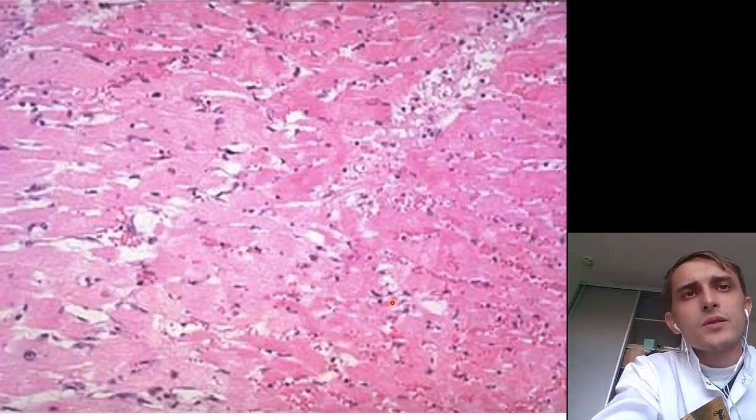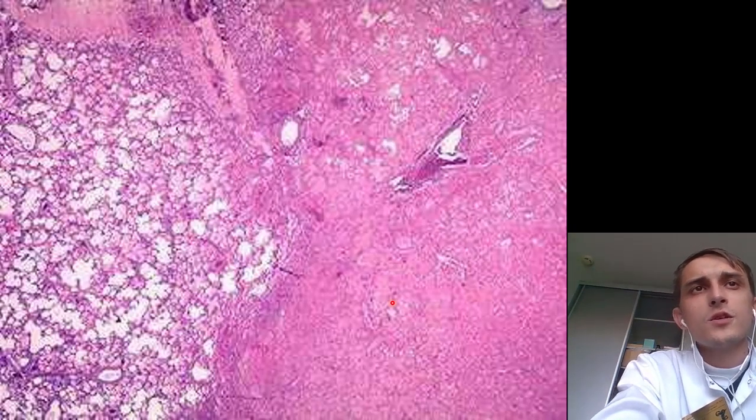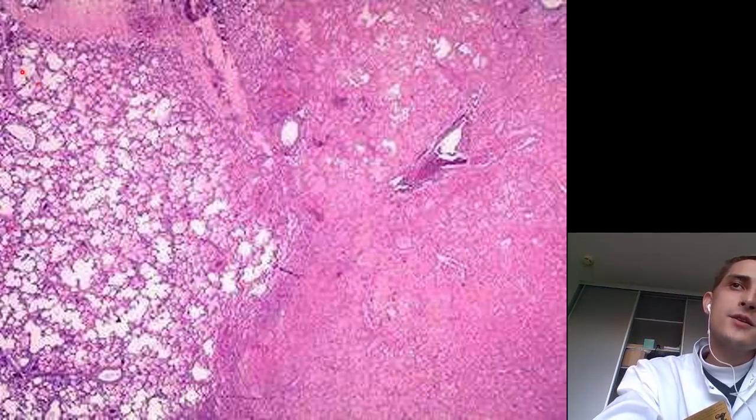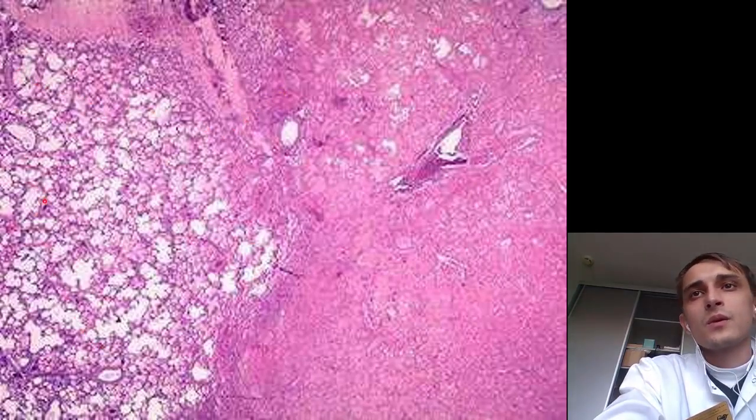Histologically, we will see some changes in the tissues. For example, here we will see lungs, so we may see some healthy lung tissue in this part of the slide. And also we will see hemorrhagic changes here, so we will see accumulation of a lot of erythrocytes in the lung tissue.